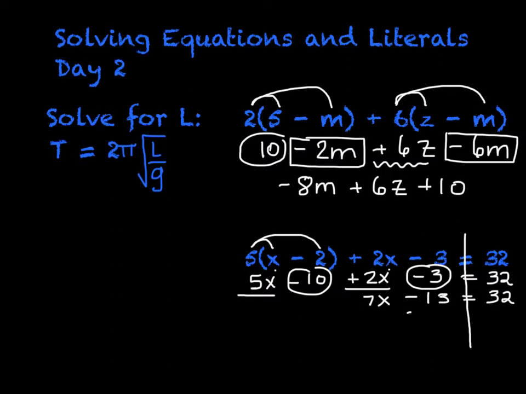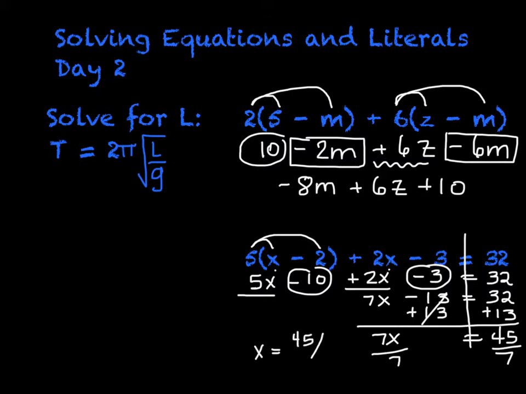I'm going to add or subtract any terms. In this case, I'm going to add 13 to both sides. Negative 13 plus 13 is 0. This will give me 45. Divide both sides by 7. And my answer will be x equals 45 over 7.